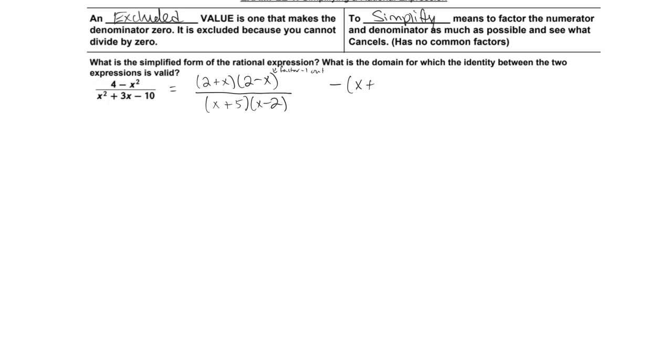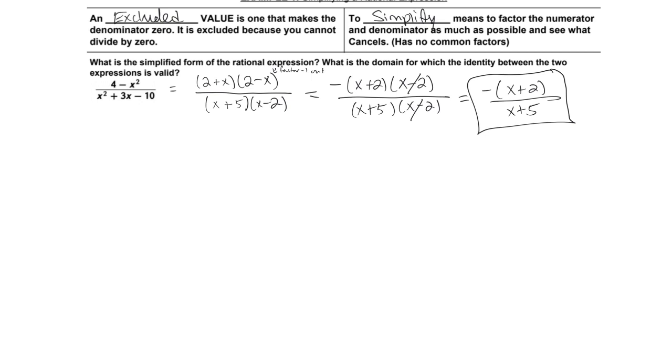Actually, sorry. The first one stays the same, x plus 2, and then we factor out a negative to make this x minus 2, instead of 2 minus x. The reason we did that is so now we can cancel out the common factors of x minus 2, and our final solution is negative x plus 2 over x plus 5. That's how we simplify it.